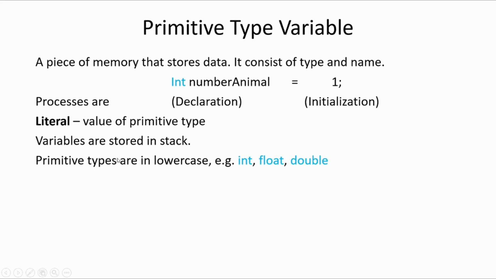So there are a lot of parts of the memory. The main 2 parts are the stack and the heap. Stack has method frames, and in each method frame we have local variables, and variables are stored in the stack if we mention them in a static method like main. Primitive types are in lower case. For example, int, float, double.